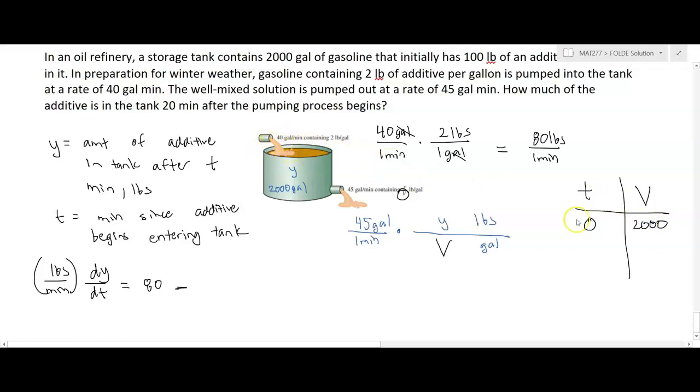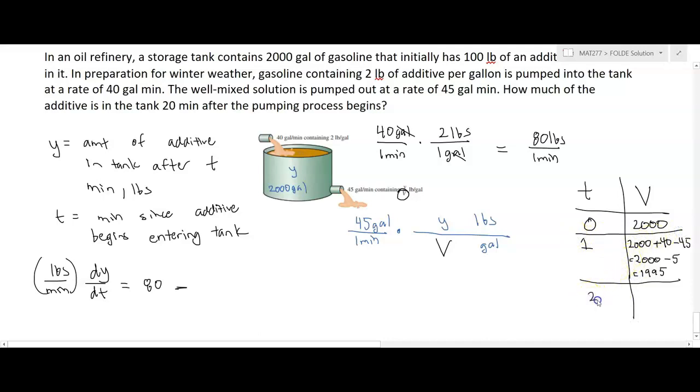Now, over the course of 1 minute, let's think about what happens. We have the 2,000 gallons from the previous minute. We've added 40 gallons from what came in, but we've removed 45 gallons from what came out. So in actuality, what we did is we removed 5 gallons in net of the total amount of mixed gasoline in there. So we actually only have 1,995 gallons remaining.